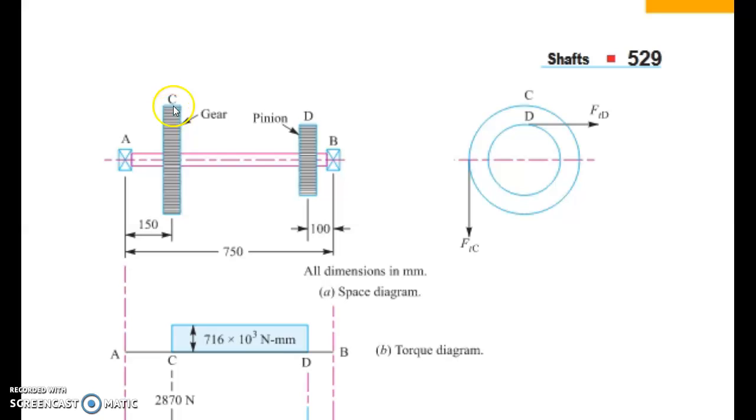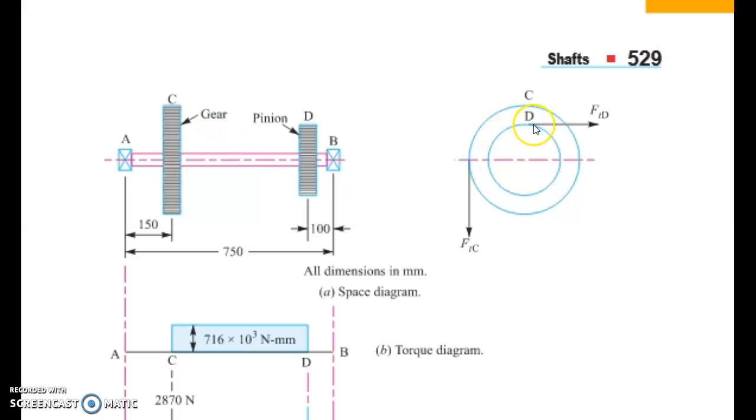The first gear we can name as C, and that C is 150 mm from the bearing A, and another gear D. This gear is 100 mm to the left of the right hand bearing. So, these conditions are given in the question itself. And here the smaller gear is marked as pinion and the bigger is marked as gear.